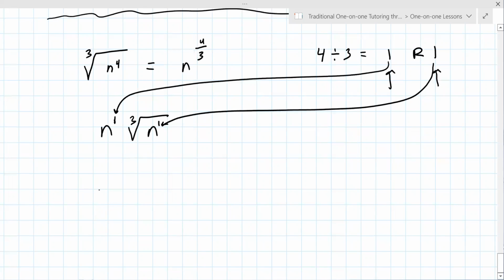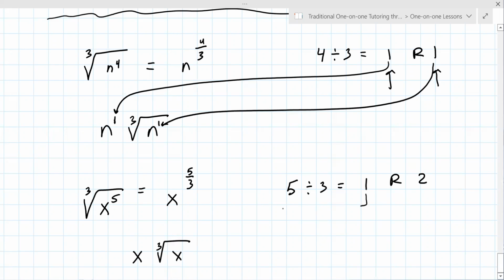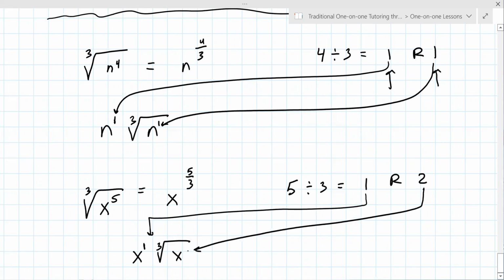Okay, so let's try it for the one we just did now. Let's do the cube root of x to the fifth, which is really x to the 5/3 power. 5 divided by 3 is 1 with a remainder of 2. Is that okay? That part? Yeah. Okay. So your answer is x cube root x. This first one goes here on the outside with the 1. This 2 goes on the inside here. There.